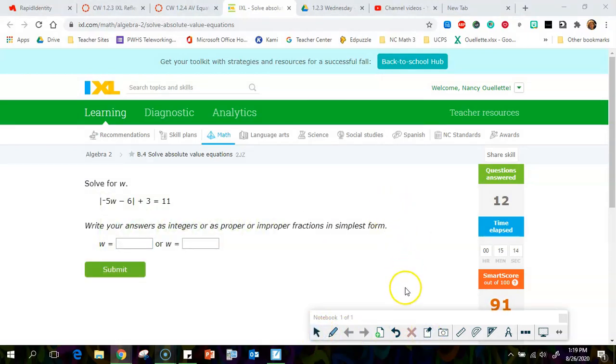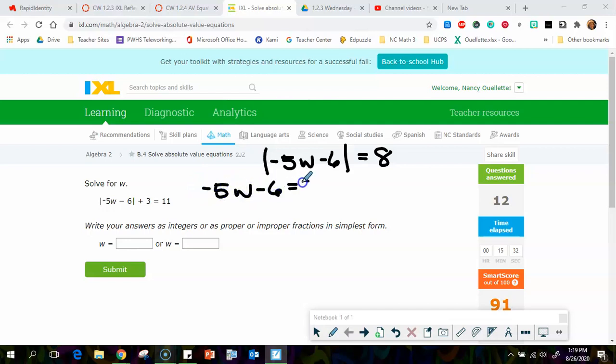All right. I'll do one more because this is not the 1 solution, 2 solution thing. So let's see. I'm going to subtract 3 from both sides. And then I can set up 2 equations. -5w minus 6 equals 8. -5w minus 6 equals -8. All right, so that's -5w equals, that's going to be 14.